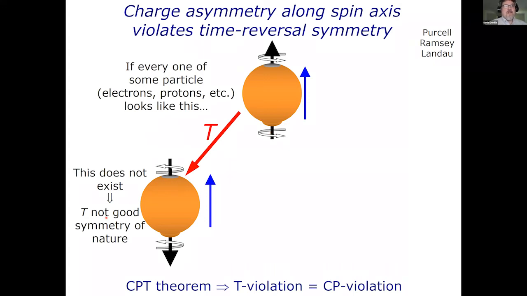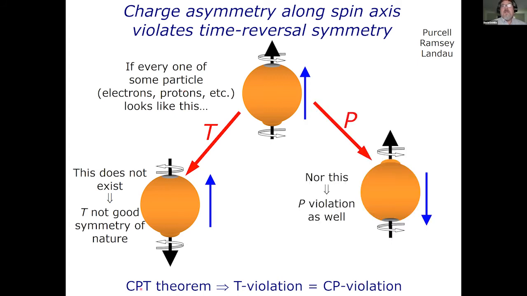And according to the CPT theorem, which holds for all quantum field theories, which is to say all theories that we know something about or that so far have been successfully applied to physics, particle physics systems, T violation is equivalent to CP violation. So I'll often interchangeably use the terms T violation and CP violation. Of course, this effect also violates parity because the charge distribution is a polar vector that changes sign under parity. The spin is an axial vector that does not.